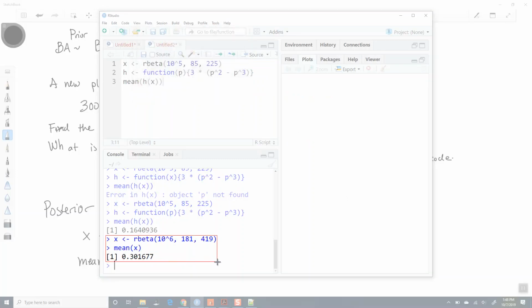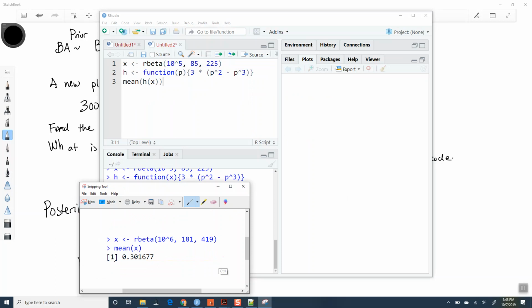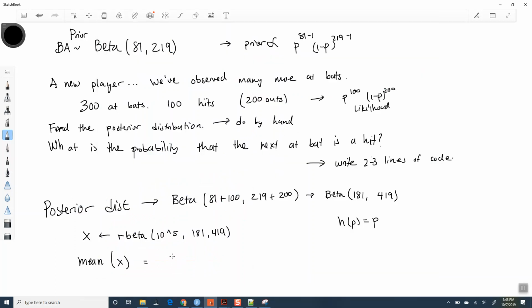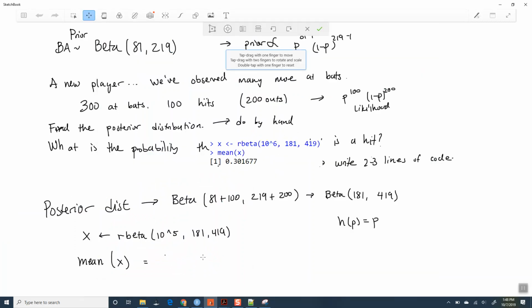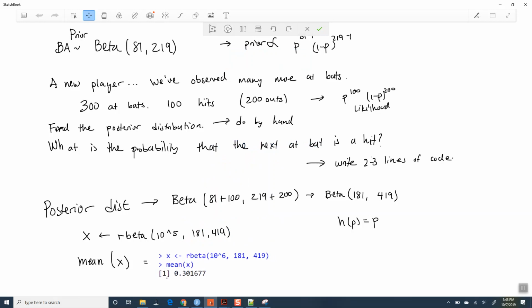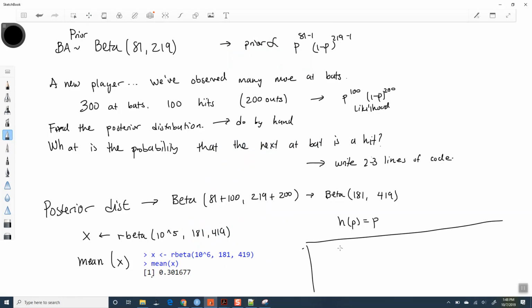What's the answer if we did classical MLE? Classical MLE would say, okay, you've got 100 hits, 300 at-bats, p hat is equal to 0.3333, and that would just be your answer. So what's the probability that the next at-bat is a hit? It's going to be 0.3333.